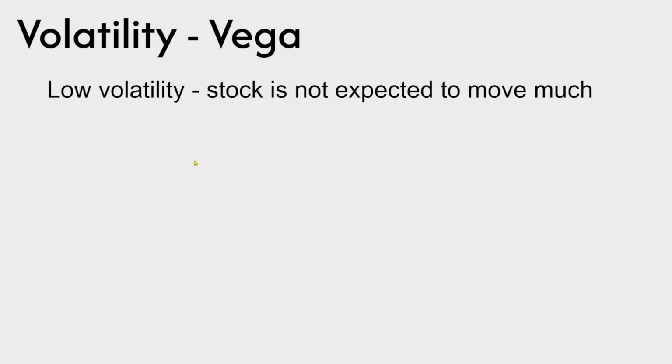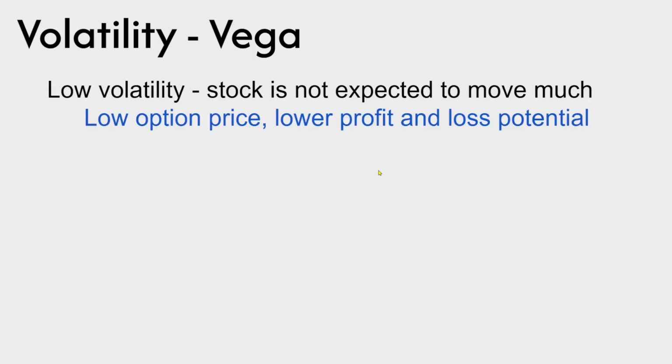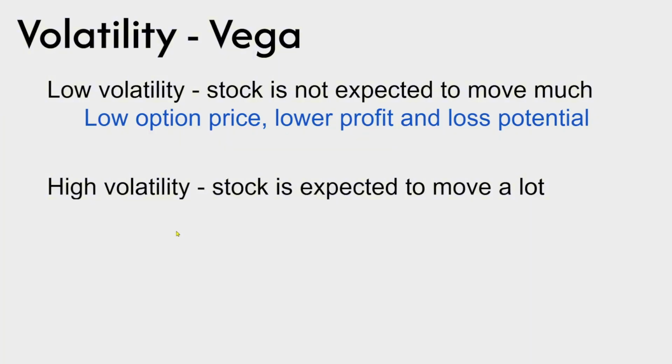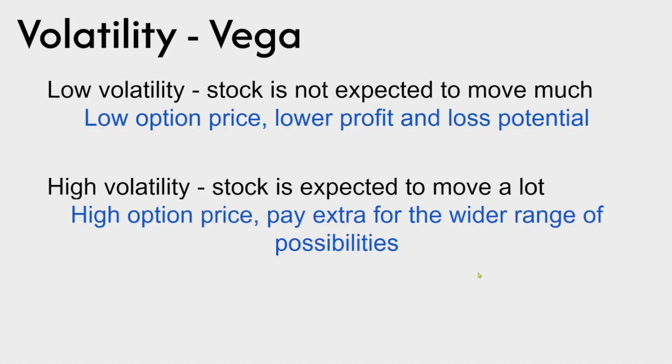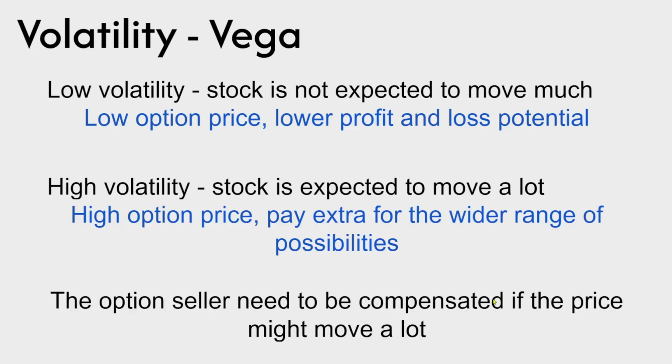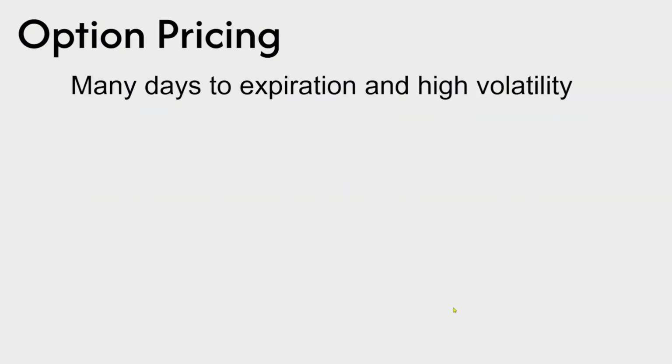So a low volatility stock, the stock is not expected to move much. This gives a lower option price. So there's less potential baked into the price of the option. A high volatility stock, it's expected to move a lot. So a lot of that potential movement will be baked into the price of the option. You're paying extra for the wider range of possibilities. So the option seller needs to be compensated for that risk, right? If the price is going to move around a lot, then they need to be compensated for that potential to have a large loss. Let's dig deeper into option pricing.